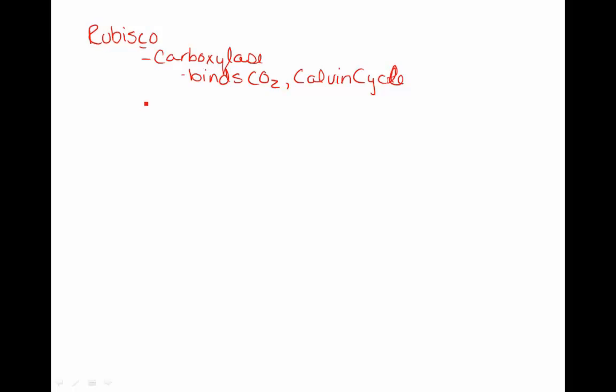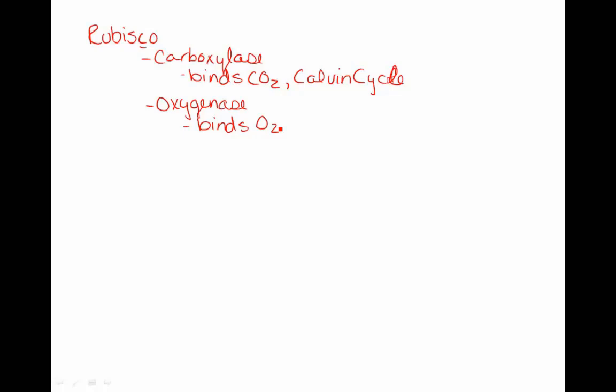The other function that Rubisco has is the oxygenase function. The oxygenase function is a different function, but this is what occurs when we have a different molecule that binds in the active site. So this is what's going to happen when Rubisco binds oxygen gas. If the Rubisco binds oxygen gas, we do not get the Calvin cycle, but instead we get a different process which is called photorespiration.